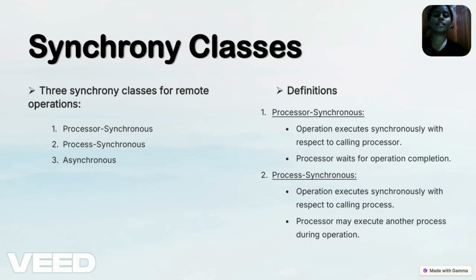Synchronous classes. The three synchronous classes for remote operations are processor synchronous, process synchronous, and asynchronous. Processor synchronous are operations executed synchronously with respect to the calling processor. Process synchronous are operations executed synchronously with respect to the calling process.